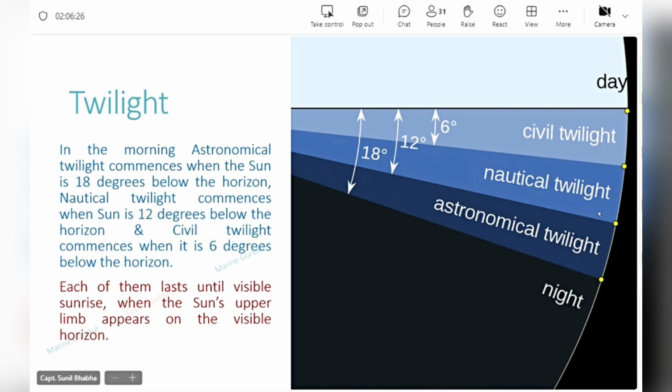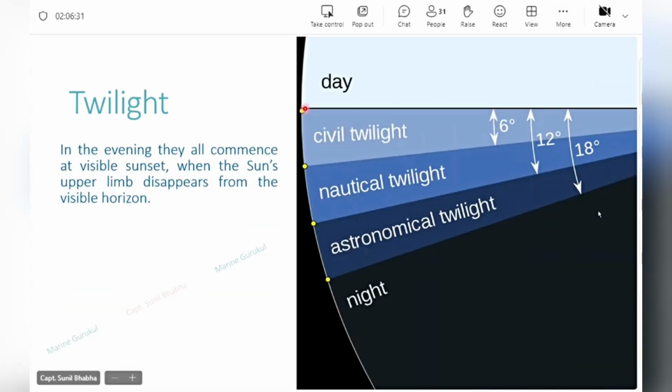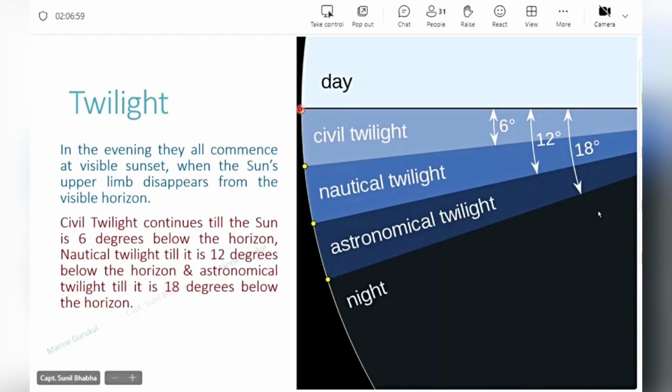Now we have zoomed into the sunset part of the diagram. This is the instant when the sunset takes place. So in the evening, as soon as we have a visible sunset, which means the sun's upper limb has disappeared from our visible horizon, this is the instant when all the three twilights commence. So the commencement time in the evening for all the three twilights is the visible sunset.